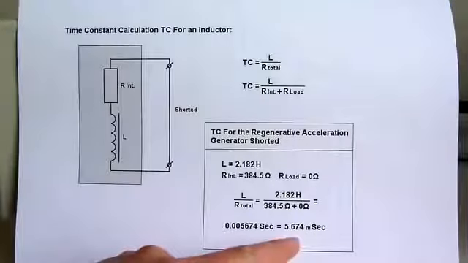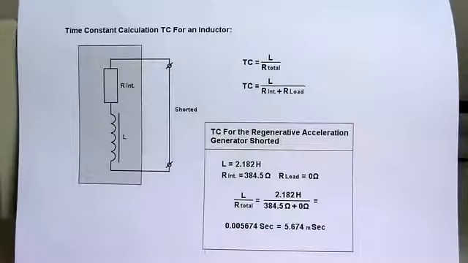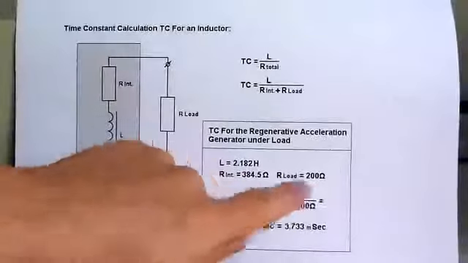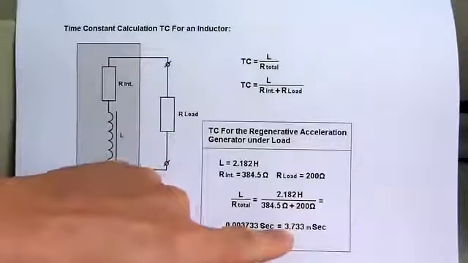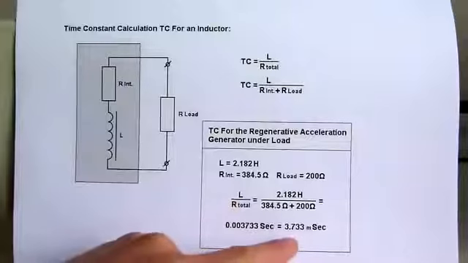This time constant is directly related to what we saw earlier in my previous videos: when you short the regenerative generator high impedance coil, the acceleration effect takes place at lower frequencies, and when you do the same thing with a normal load connected to it, the value is slightly smaller, so you will need a higher frequency to get the same effect.